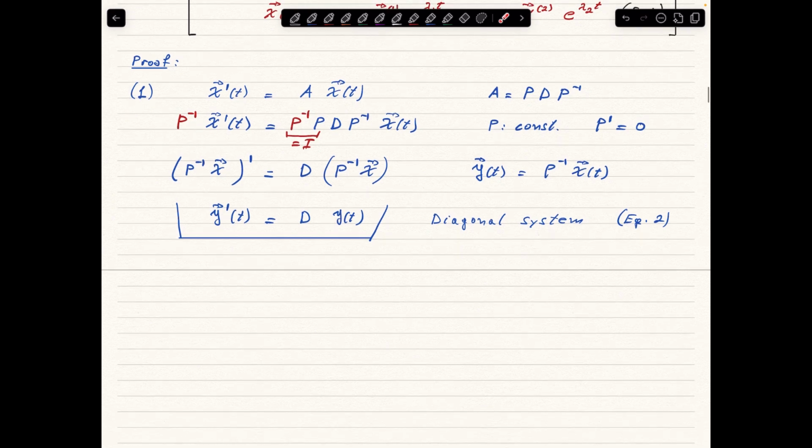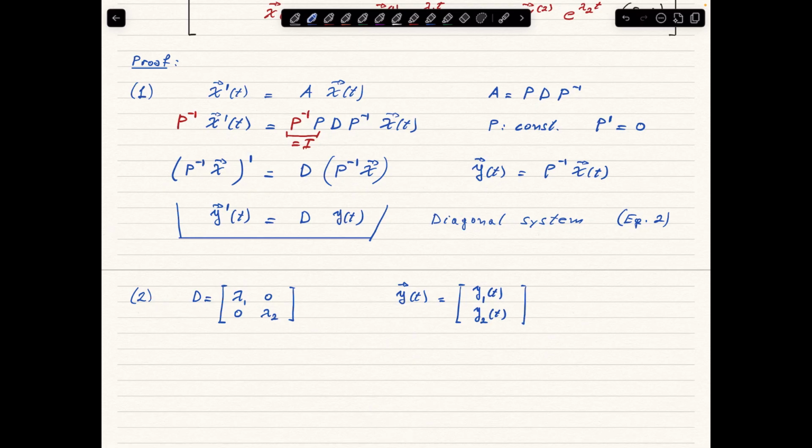What about part 2? Part 2 of the theorem. Well, for that we need the expression of D, and this is going to be a diagonal matrix that we are going to write as lambda 1, 0, 0, lambda 2. We know from previous videos that lambda 1 and lambda 2 are eigenvalues of matrix A, and with that we can write this equation explicitly in components. If we write y in components, we are going to call the first component y1 of t, and the second y2 of t.